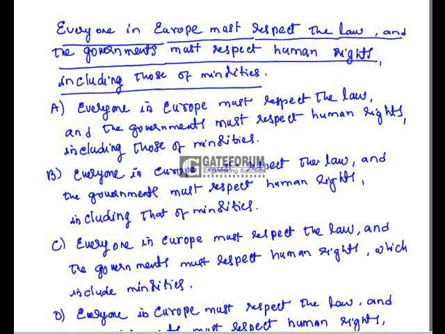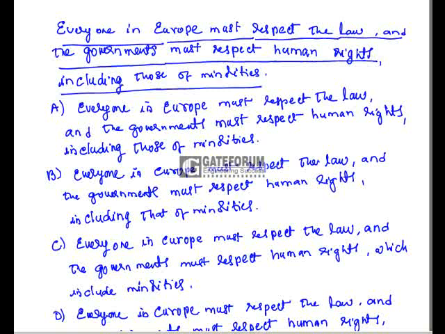In this, we don't find any mistake. A could be the possible answer. B. Since A is a repetition of it, we'll go to B. Everyone in Europe must respect the law and the governments must respect human rights, including that of minorities. Here, plural and singular are incompatible. "That" is singular, but you are talking about human rights, including those of. But "that" is singular, while human rights is plural. It's not matching. Therefore, B cannot be the answer.